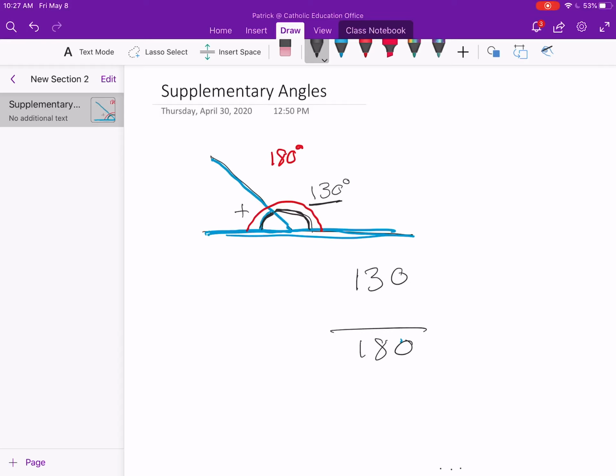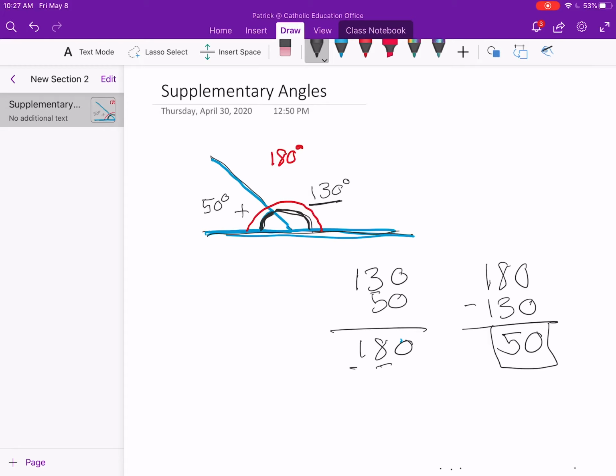And if you know anything about addition and subtraction, if I'm going to add this number, I could subtract. So I can start at 180. I know the whole thing's 180. I'm going to take away this 130. So 0 take away 0. 8 take away 3 is 5. 1 take away 1 is 0. So 50 is what is left over. That means this angle here has to be 50 degrees, because 130 plus 50 equals 180.